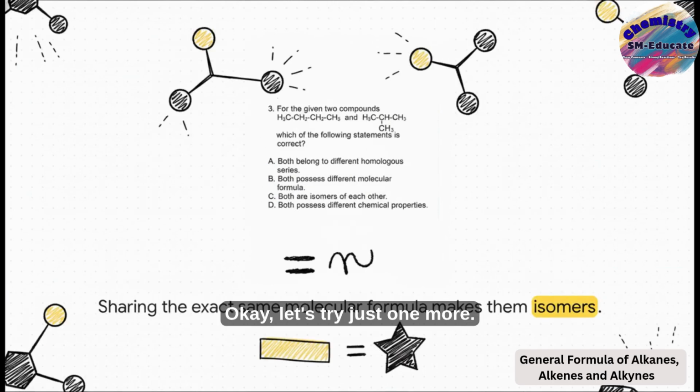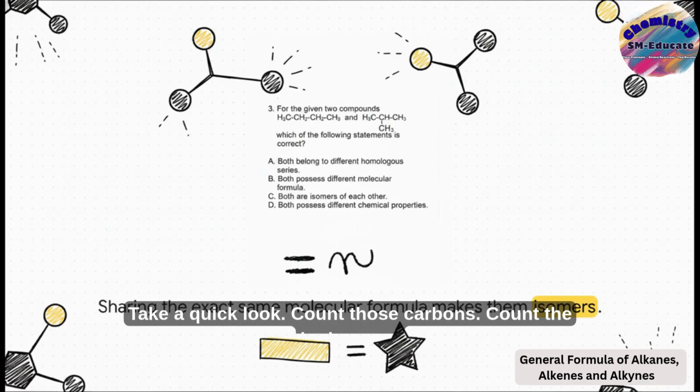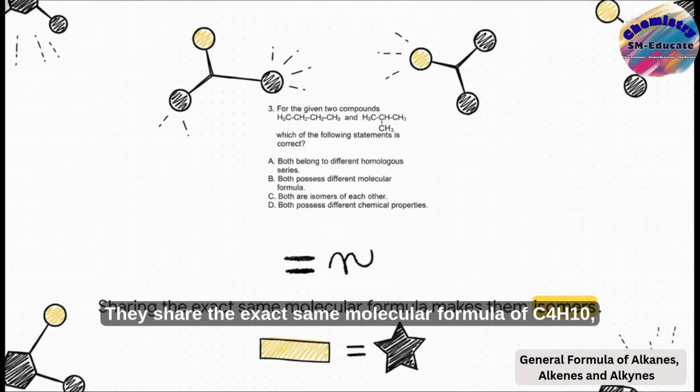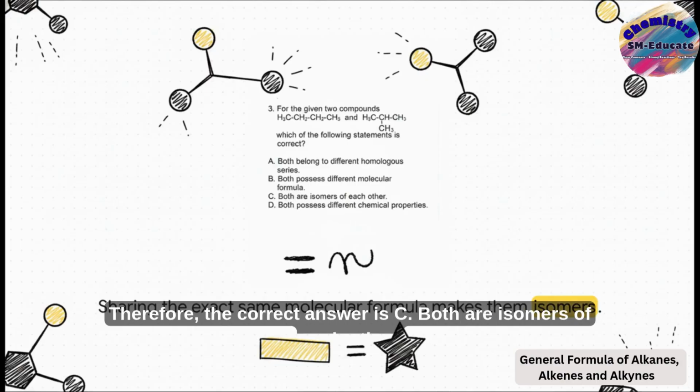Okay, let's try just one more. Look at these 2 compounds right here. Which of the following statements is correct? Take a quick look. Count those carbons. Count the hydrogens. Okay, both of them have exactly 4 carbons and 10 hydrogens. They share the exact same molecular formula of C4H10, but they are clearly structured in a totally different way. Therefore, the correct answer is C. Both are isomers of each other.